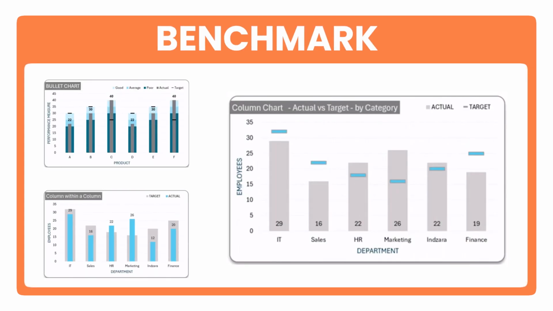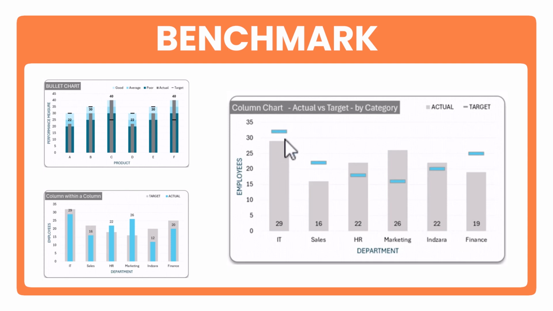The next use case I want to talk about is benchmark. So if you have actuals versus target, for example, each department may have different target that you want to compare with. So I can show the columns as actuals, and then I can show a little horizontal line for target.